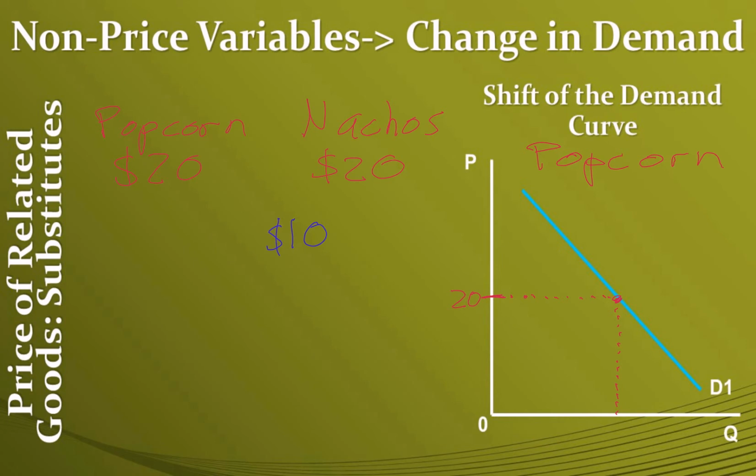What we want to know is what will now happen to the demand of popcorn. If nachos are cheaper, more people than usual are going to buy nachos. Therefore, the demand for popcorn, the demand curve, will shift to the left. This is the new demand for popcorn. So, here's what we have. When the price of a substitute goes down, demand goes down.